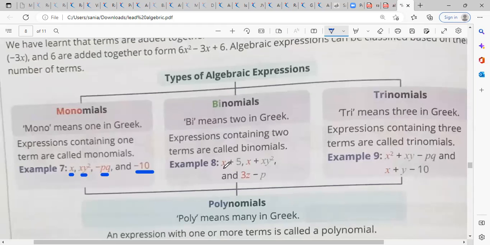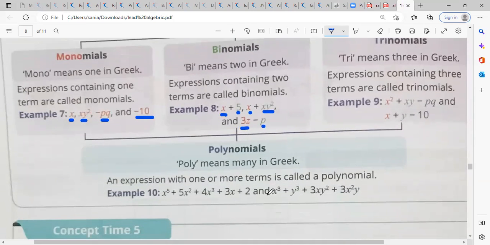Over here you can see they have two terms. One is x and one is 5. One is x and one is xy square. One is 3z and one is p. So that's why they are binomials. And trinomials, if I have 3, you can see x square, xy, pq, x, y, and minus 10. So they have 3.